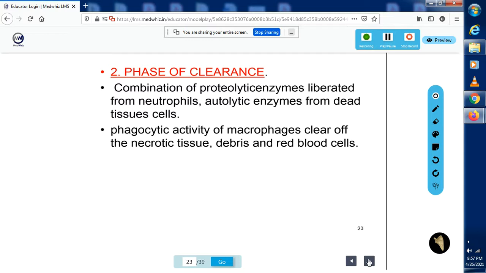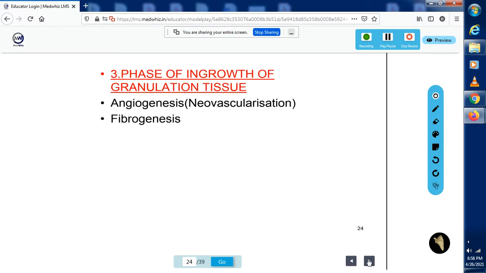which are released from these inflammatory cells, and there is phagocytic activity of the macrophages which clear off all this necrotic debris and the RBCs. So this phase is called the phase of clearance. And the third phase is the phase of ingrowth of the granulation tissue. Here there is angiogenesis, that is, neovascularization, meaning formation of new blood vessels, and there is fibrogenesis, that is, proliferation of fibroblasts.